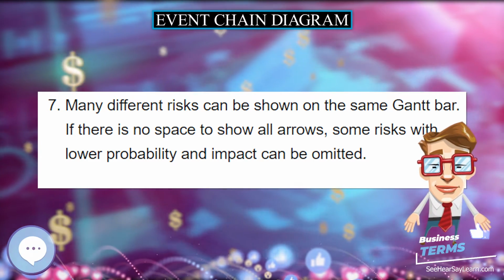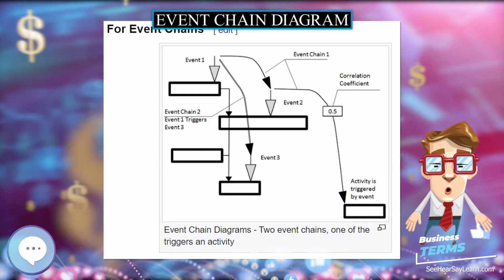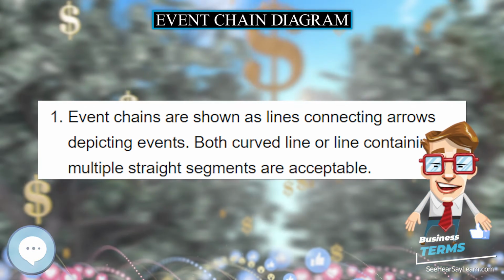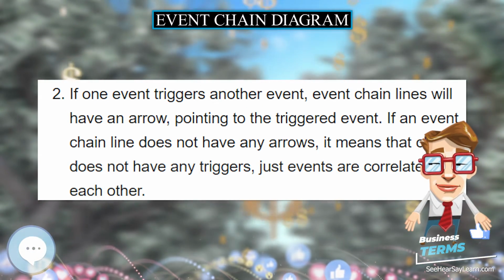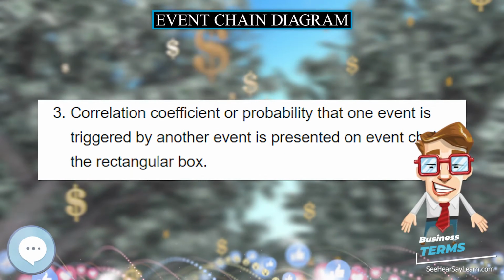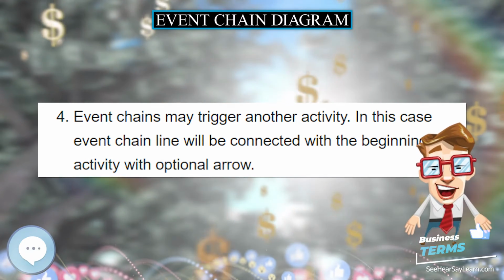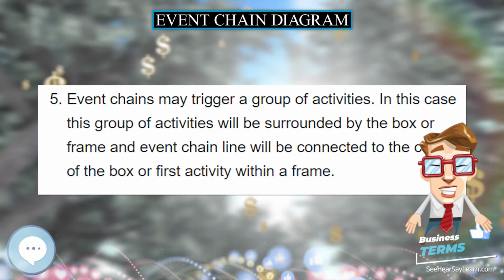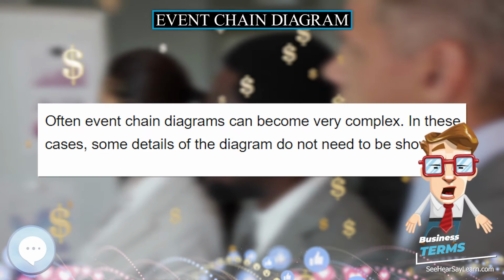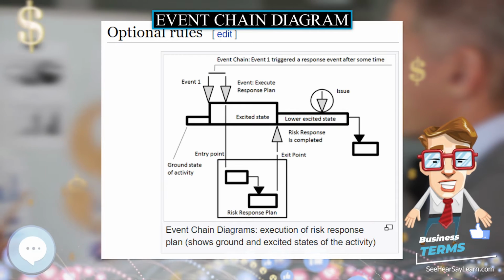Optional rules. The central purpose of event chain diagrams is not to show all possible individual events. Rather, event chain diagrams can be used to understand the relationship between events. Therefore, it is recommended the event chain diagrams be used only for the most significant events during the event identification and analysis stage. Event chain diagrams can be used as part of the risk identification process, particularly during brainstorming meetings. Members of project teams can draw arrows between associated activities on the Gantt chart.